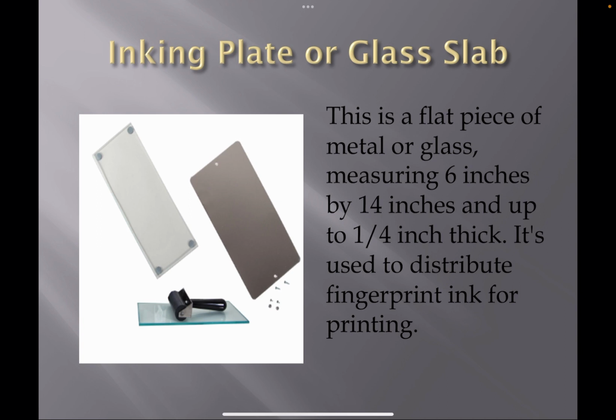Next, inking plate or glass slab. This is the flat piece of metal or glass measuring 6 inches by 14 and up to 1/4 inch thick. It's used to distribute fingerprint ink for printing. So ano po bang purpose po ng glass slab? Ang purpose po ng glass slab is dito po inilalagay yung fingerprint ink po natin. So, ang magpa-flatten nun or mag-i-spread nun is yung kanina po, yung ink roller.